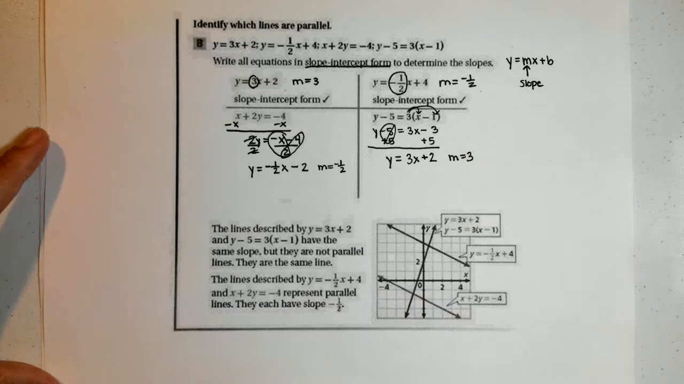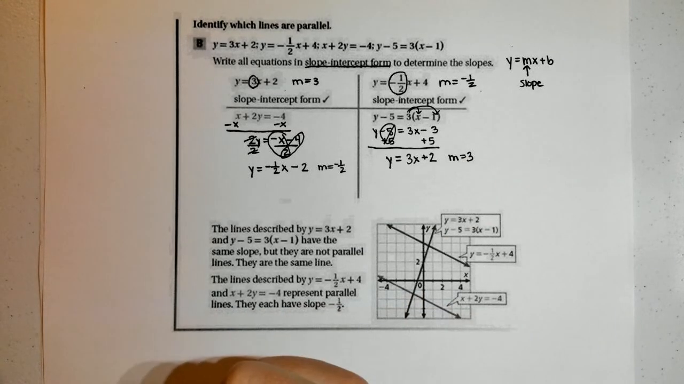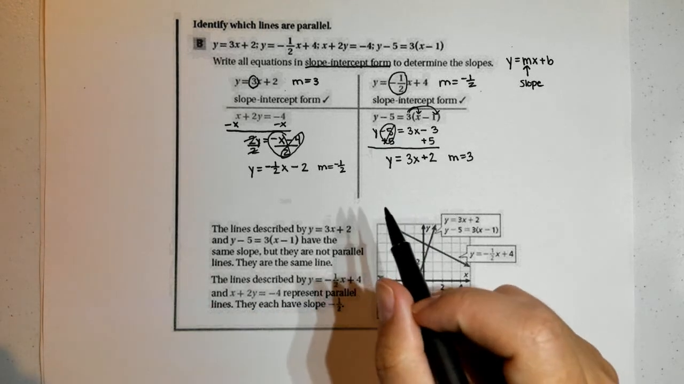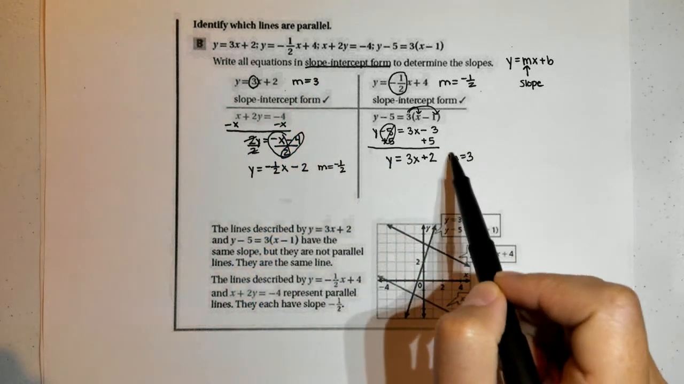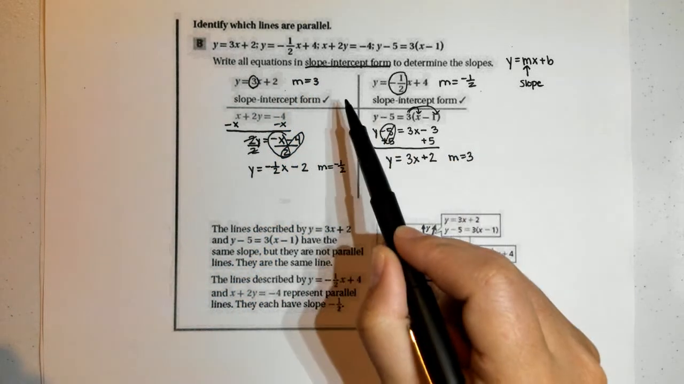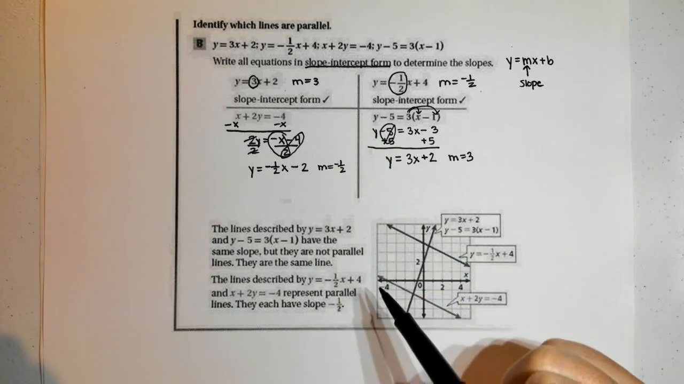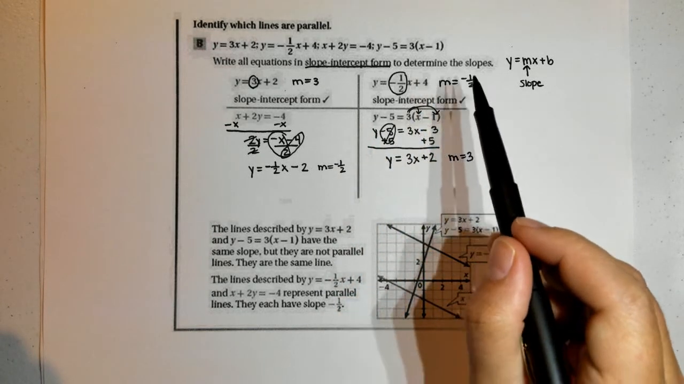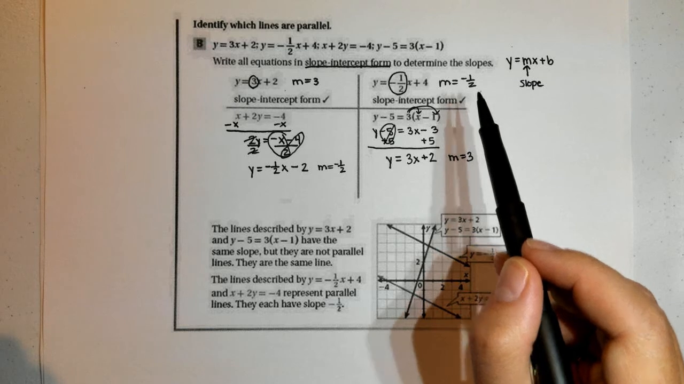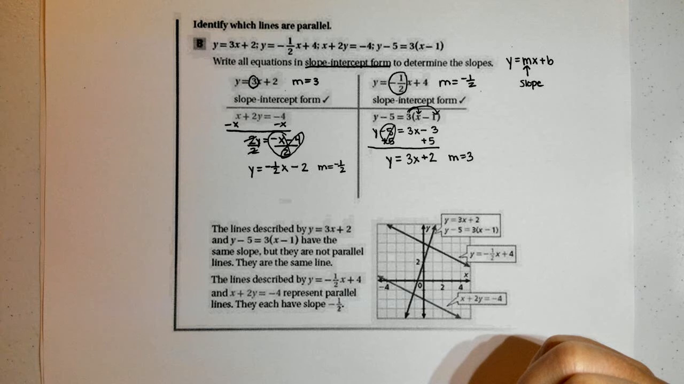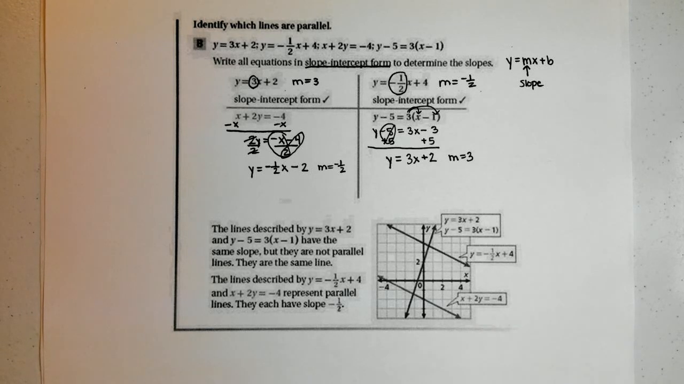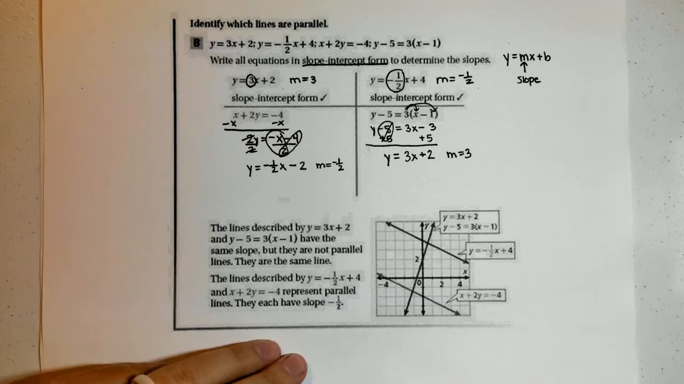So m equals 3. Now to figure out which lines are parallel, you have to find the ones that are the same slope. So y equals 3x plus 2 has a slope of 3. The fourth equation also has a slope of 3. So these two are parallel. And then my second equation has a slope of negative 1/2. My third equation also had a slope of negative 1/2. So those two are parallel. So that is example 1.